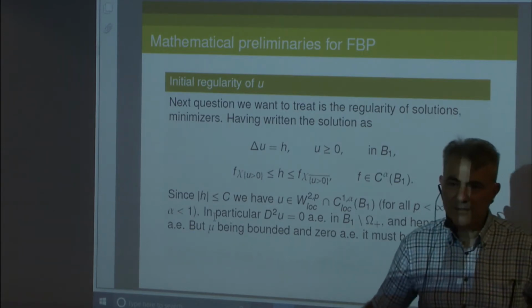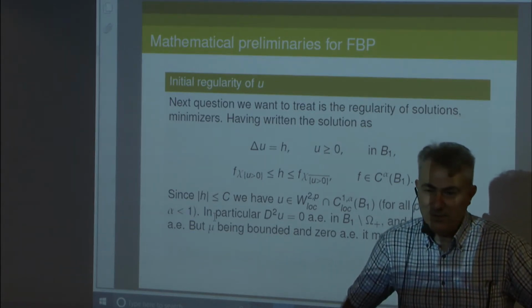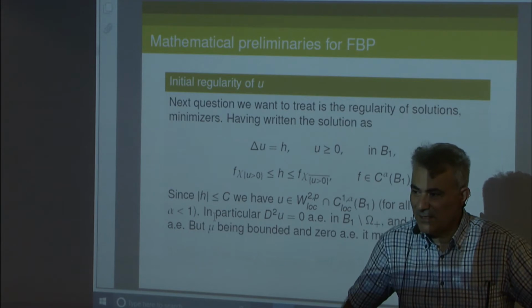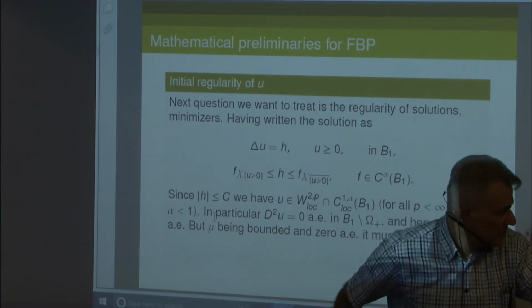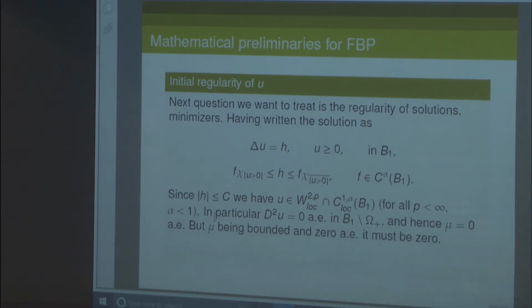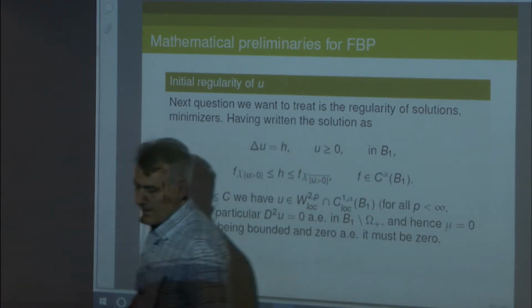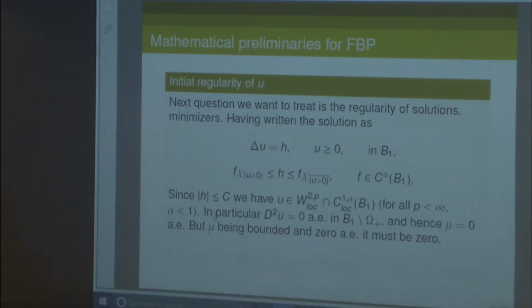Well, the only chance is that mu is 0, plus it's non-negative. Does it matter if it's not negative? No, it doesn't really matter. K is bounded. I think we used non-negativity at some point here, I don't remember it right now. So that tells us that that measure has to be 0.